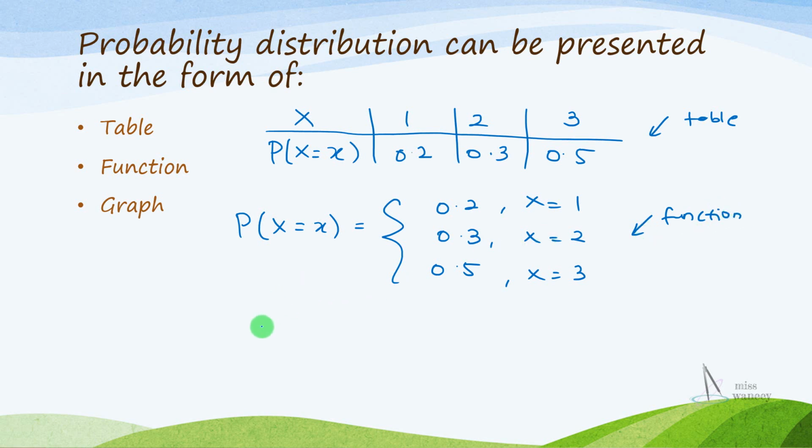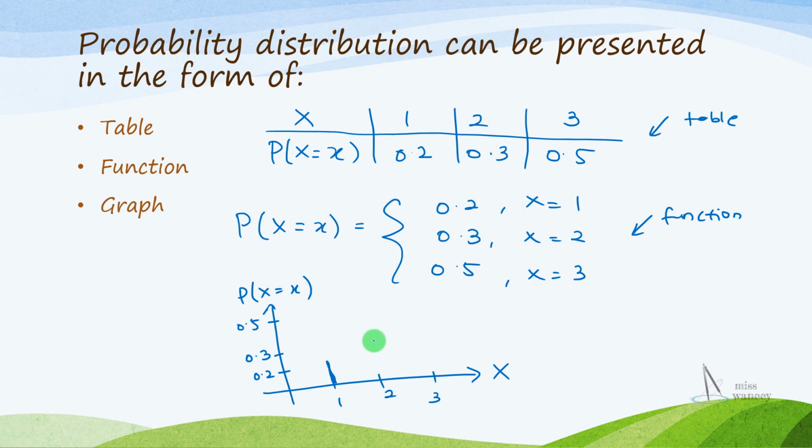So what do we mean by the graph? This is for P(X = x), and you have the x-axis with x values 1, 2, and 3. For the probability, you need to make it to scale. If this one is 0.2, then 0.3 is definitely higher, and 0.5 needs to be higher than that. At 1, a vertical line at 0.2. At 2, 0.3, a vertical line again. And at 3, 0.5, again a line. Not really a straight line, but you know what I mean.